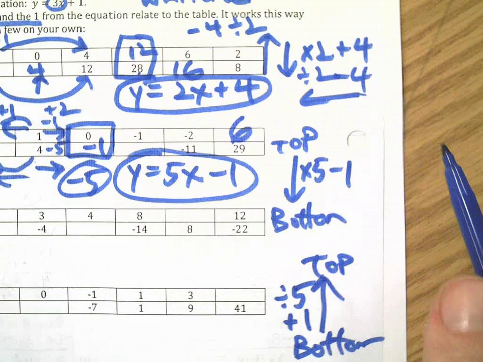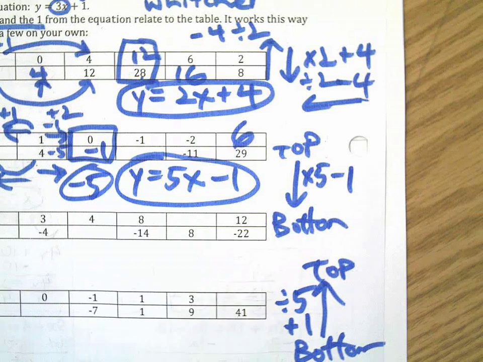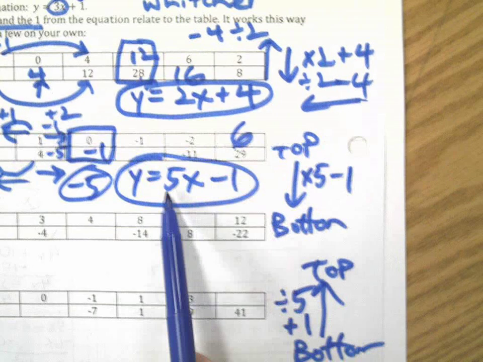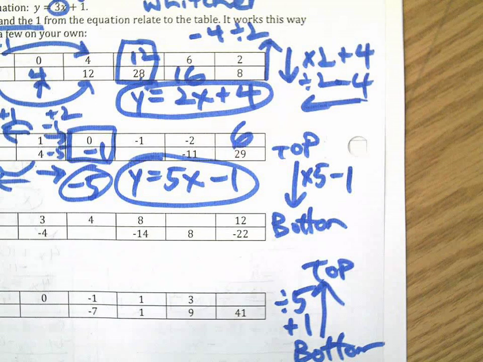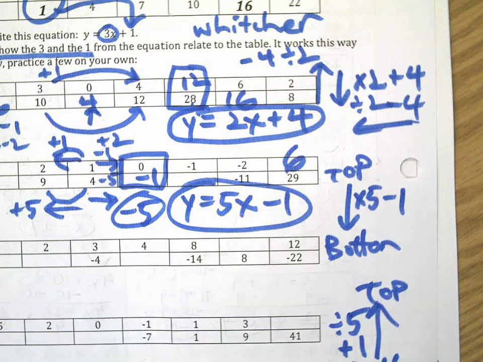Right. 6. We get 6, and you're like, I don't know if that's right or not. I don't know if I got the stuff in the right order. Well, check it then. Go 6 times 5. 30 minus 1, 29. It must be right.